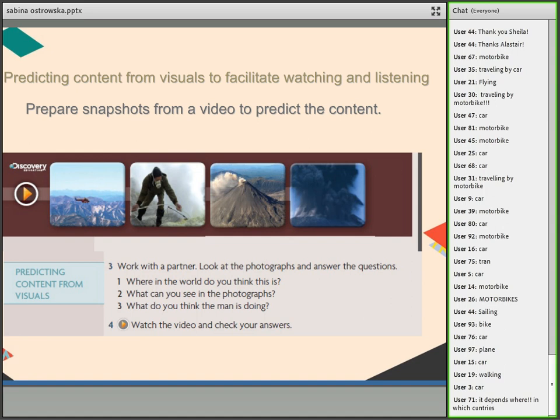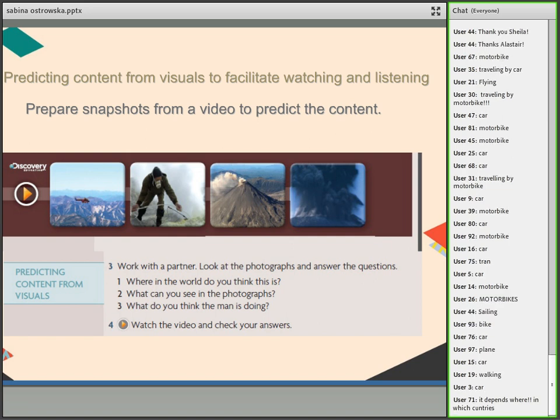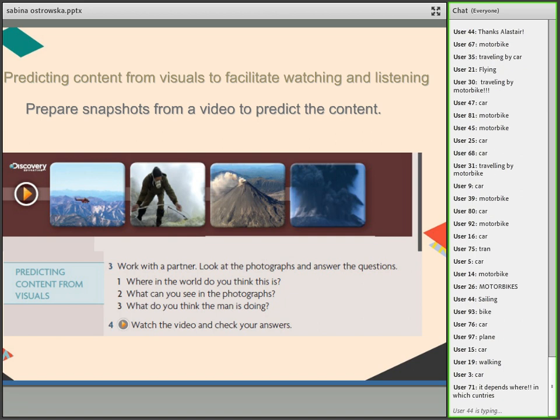And most of the course books nowadays include videos. This is a great idea, because if your course book includes videos, you may want to prepare some snapshots from a video, and this will help predict the content. So for example, here we have 4 snapshots from a video. Can anyone guess where it was taken? And so we can ask students, where do you think it was taken? Where in the world do you think this is? Who is this person? What is he doing?